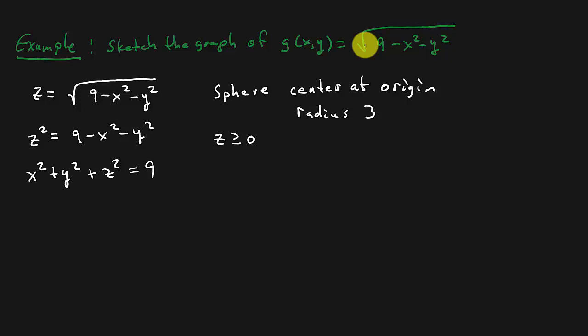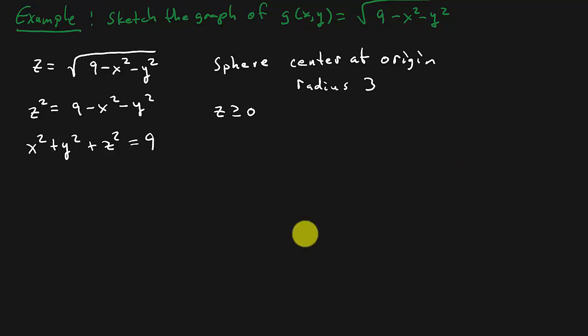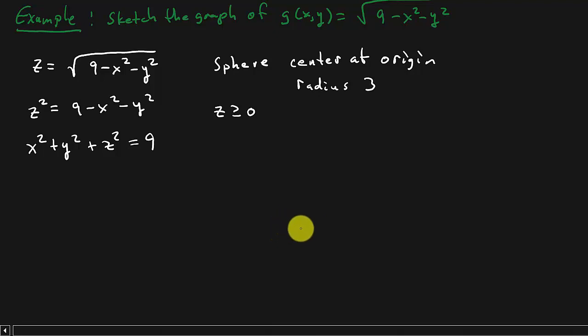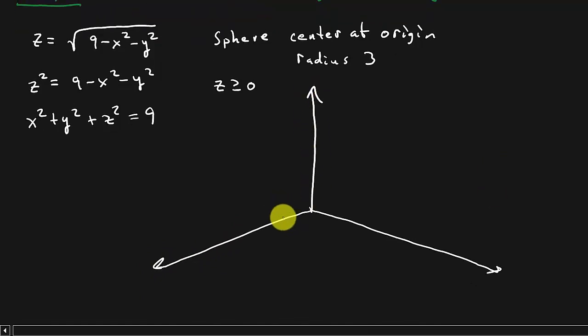And so let's see what we have. Let's draw it. There is y, there's x, and there's z. So I've got 1, 2, 3, 1, 2, 3.